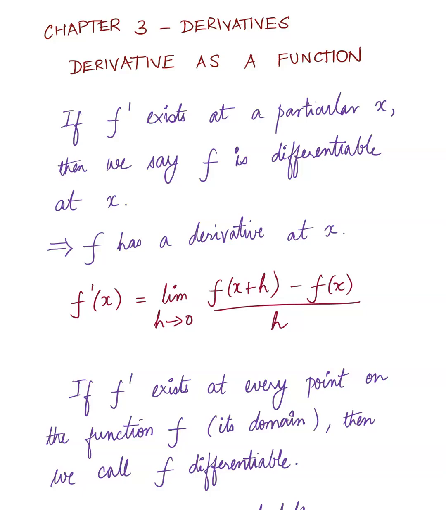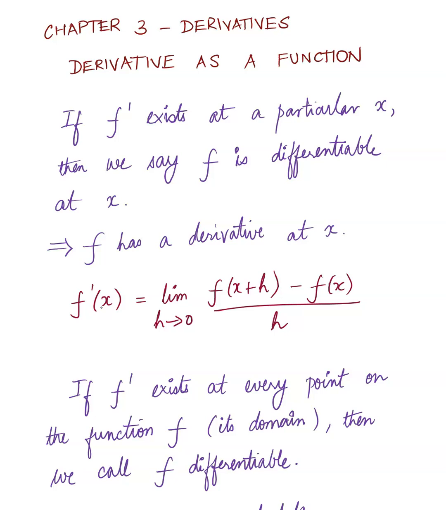So here we go. If f prime exists at a particular x, then we say f is differentiable at x. This implies that f has a derivative at x. And so you can notice here that the definition no longer has f prime of x naught, but it has f prime of x. So x would be every point. It means the entire function. So we're talking about every point in the function.